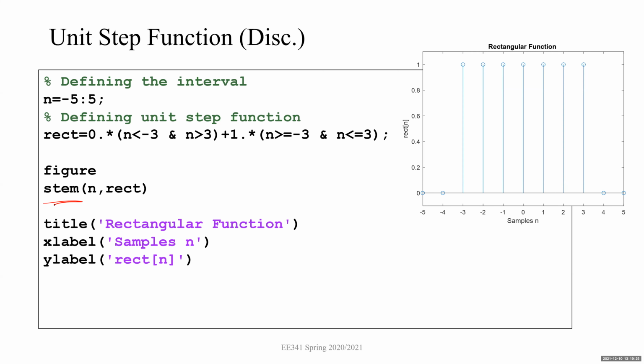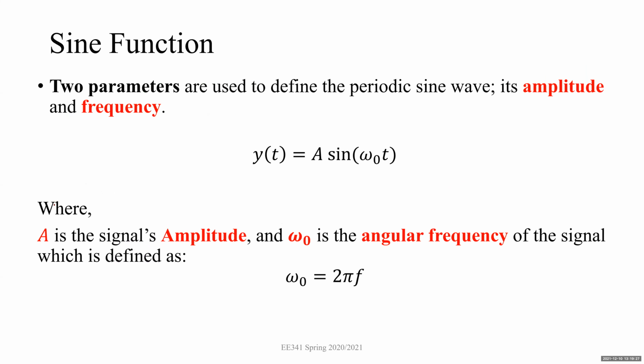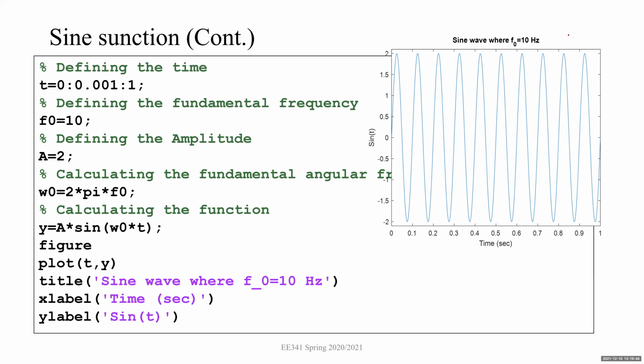Plot to stem. Okay. So now two parameters are used to define a periodic sine wave: this amplitude and then its frequency omega naught, which is equal to 2 pi f. So if you want to define a sine function, you need two things: one, its amplitude, and two, its frequency. Okay.